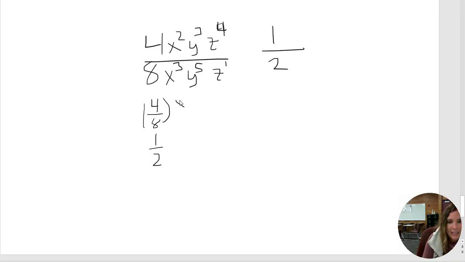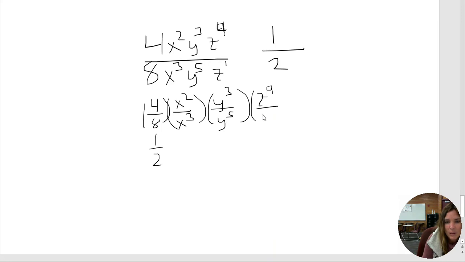And then you have x to the 2nd over x to the 3rd, because those are like bases. And then you have y to the 3rd over y to the 5th. Those are like bases. And then you have z to the 4th over z to the 1st. So x to the 2nd over x to the 3rd looks like this. So these two cancel, which leaves you with 1 over x.